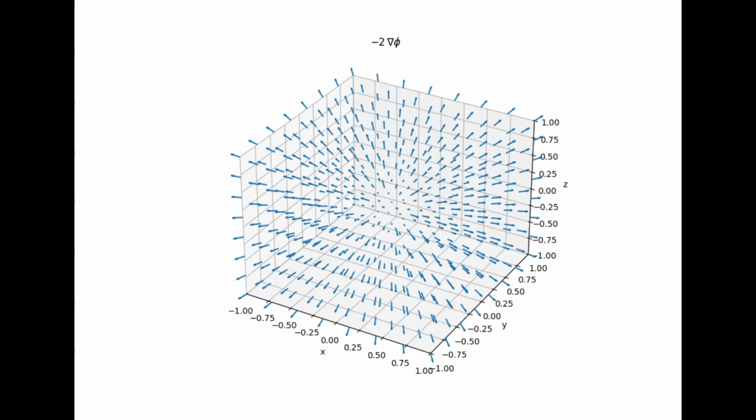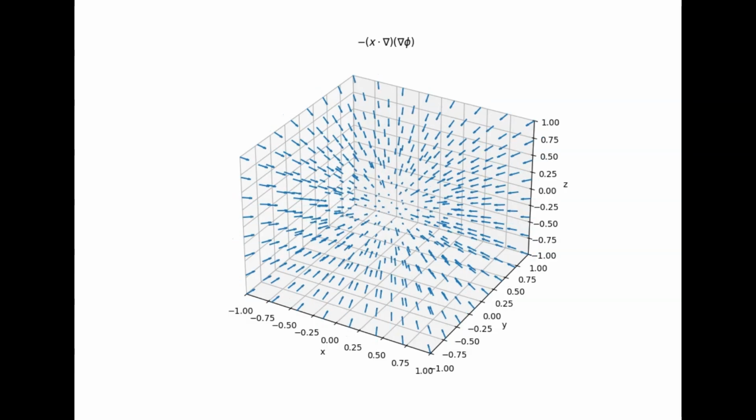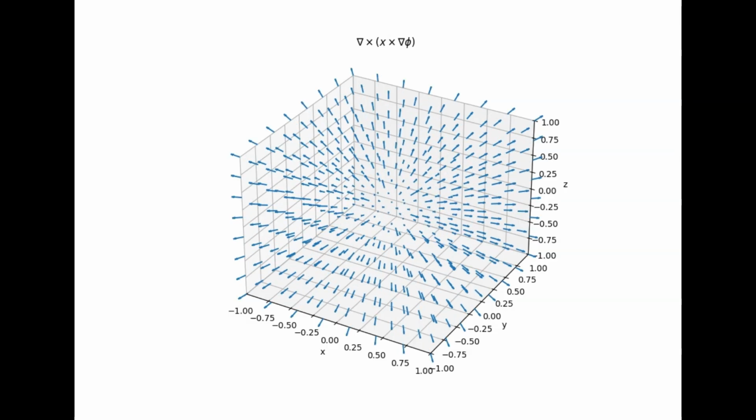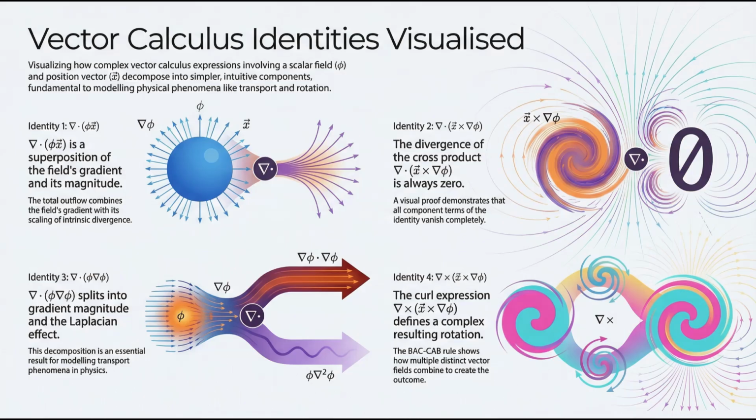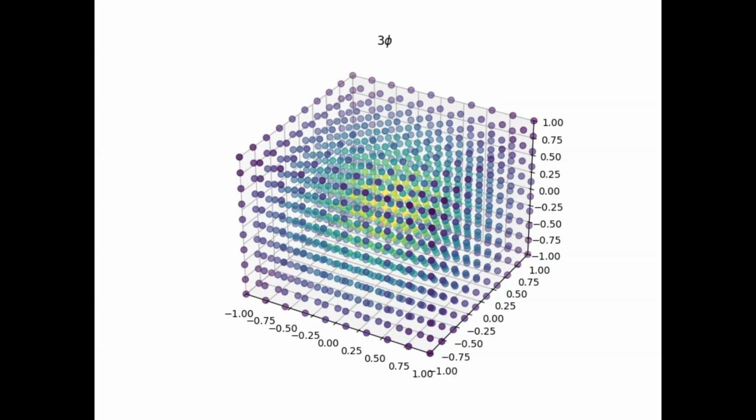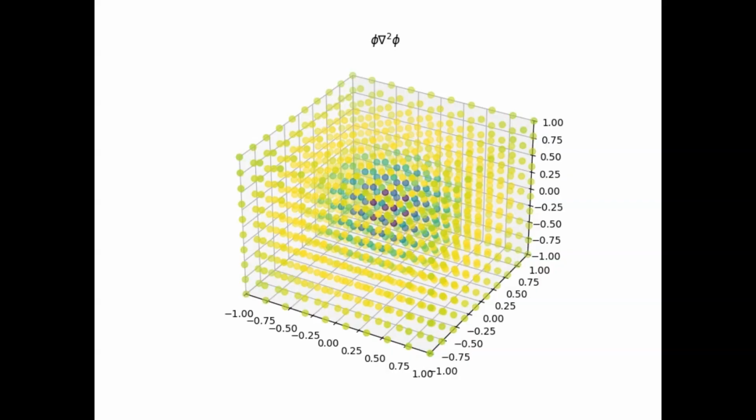Second, we've got vanishing terms and transport phenomena. You get this fantastic visual proof showing that the cross-product divergence is identically 0. I mean, both component terms just vanish. Plus, another identity, one that's fundamental for modeling transport, decomposes into the squared gradient magnitude and a product with the Laplacian, which is absolutely essential for modeling diffusion.